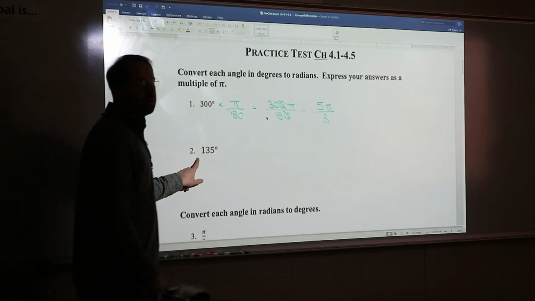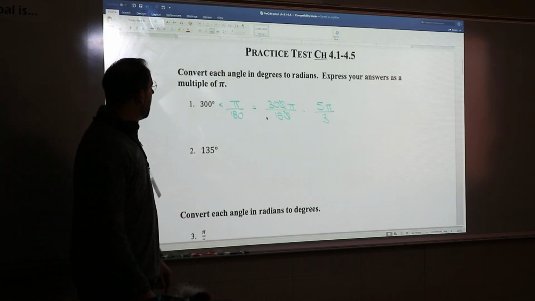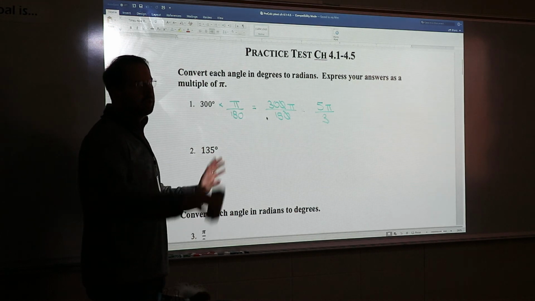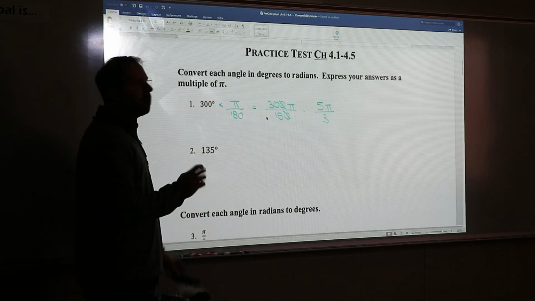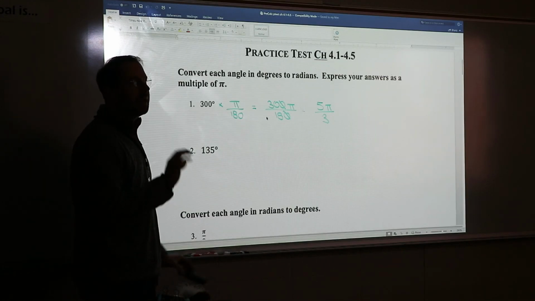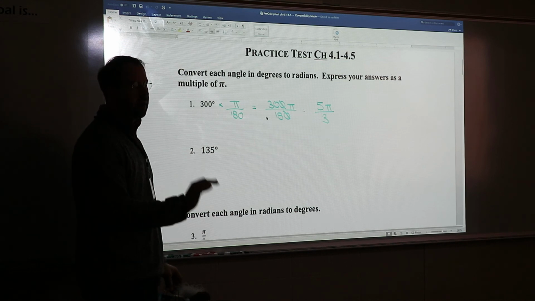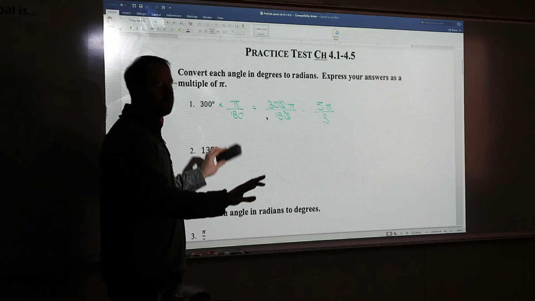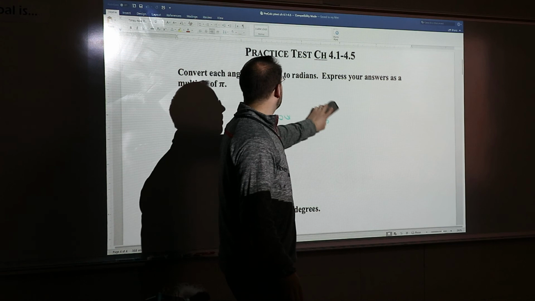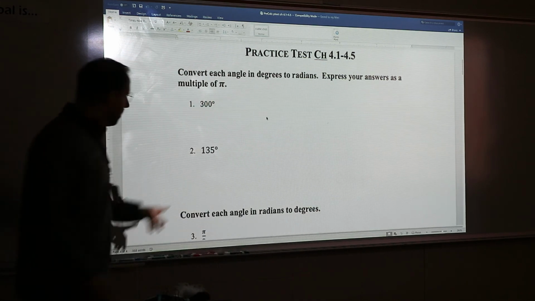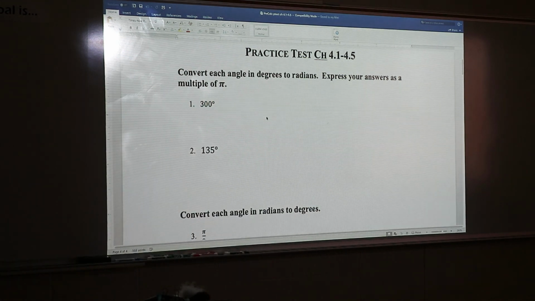Again, this one you'll need to do on your own. I always try to do at least one for you, then have you try one by yourself. Questions on the first one though? No. Okay, it needs to be simplified, leave it a fraction. If it's negative, just leave the negative sign there.